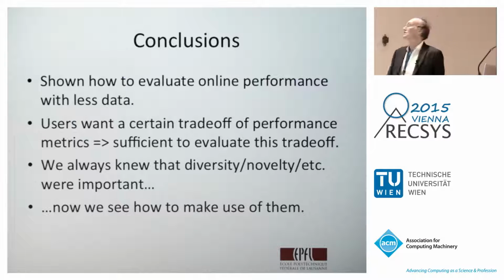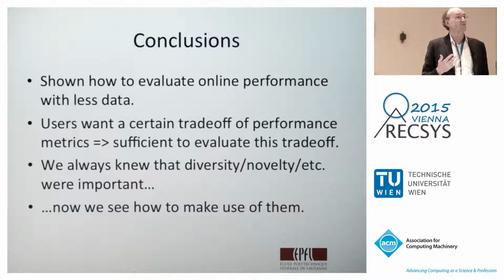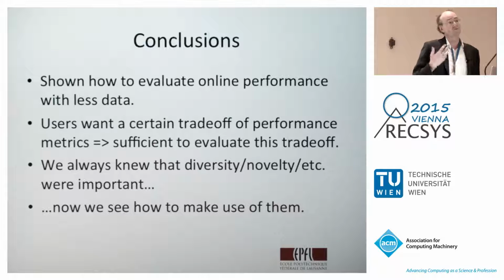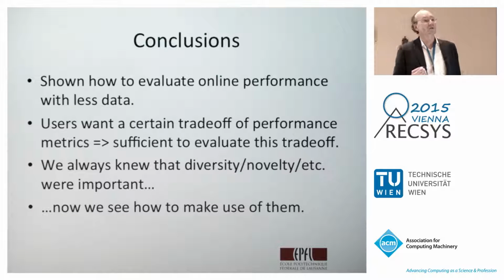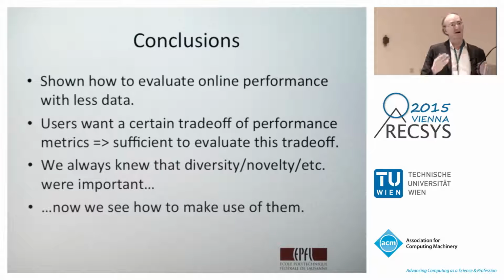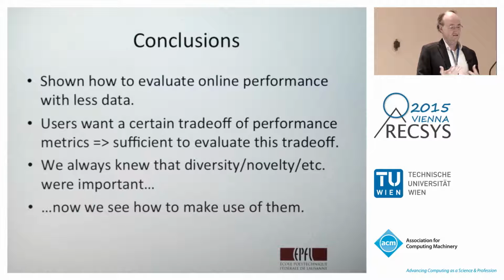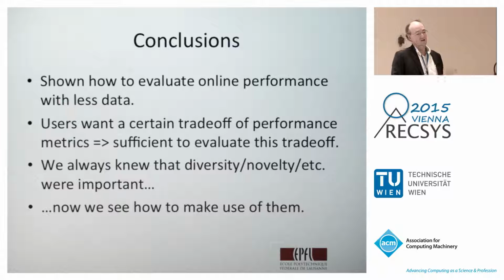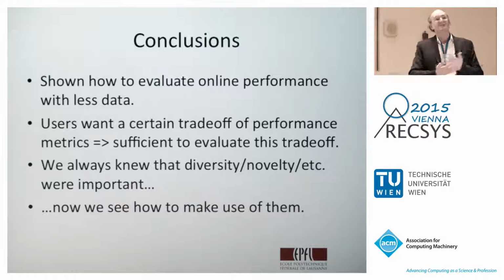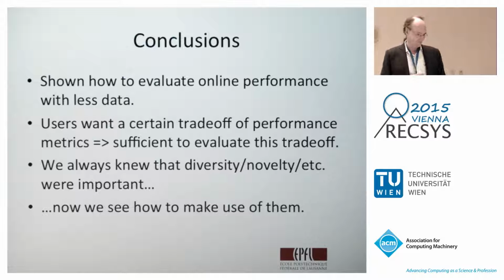Okay, to conclude, just to summarize, we have shown a way to evaluate online performance of recommender systems with less data. We no longer need to go back to A/B testing all the time. We can do quite a lot offline. We basically need to collect data only 2 times. The hypothesis is that users want a certain trade-off of different performance metrics, and it's maybe sufficient to evaluate this trade-off to know what the right mix is in order to get what users want.